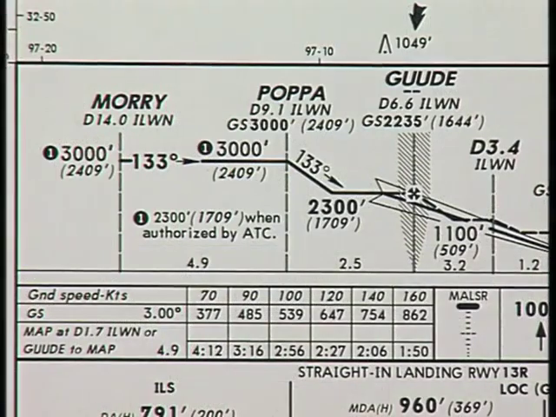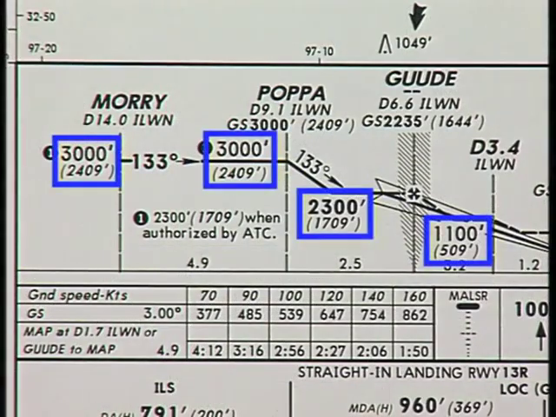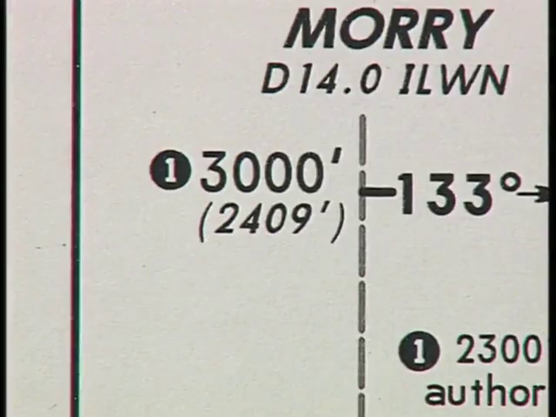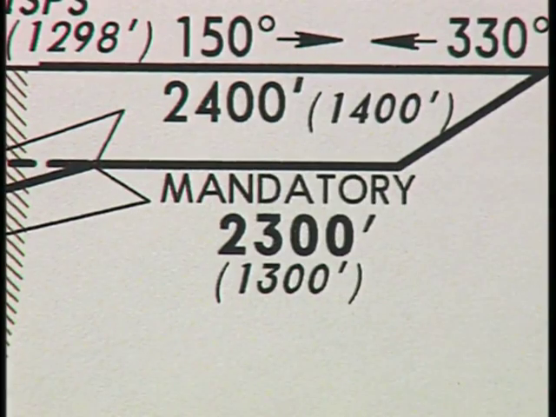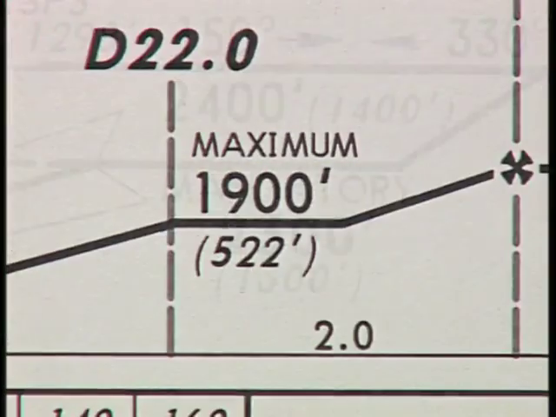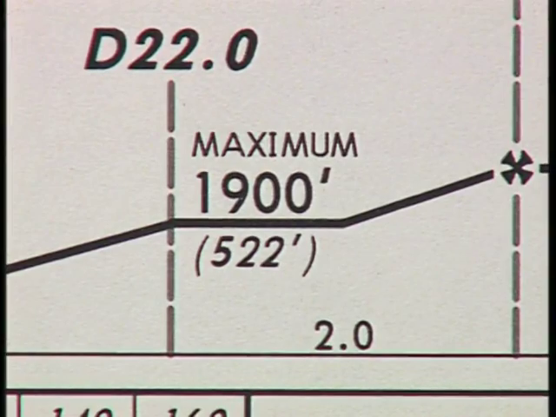Several altitude types also may be portrayed in conjunction with the flight path line. Unless otherwise noted, profile views depict minimum altitudes. However, an altitude may be listed as mandatory, which means you must cross the specified fix at the given altitude. Altitudes may also be depicted as maximum altitudes.